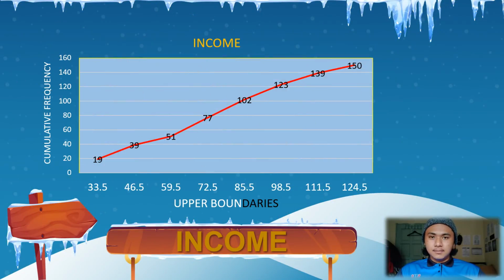Next is the income. For the income, we use the Ogive chart, which the y-axis is the cumulative frequency and the x-axis is the upper boundaries of every class interval. From the graph, we can say that the line is increasing from the class of 21 to 33 to the class 112 to 124.